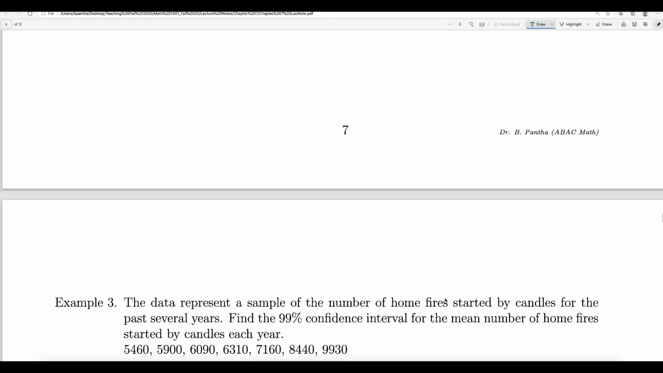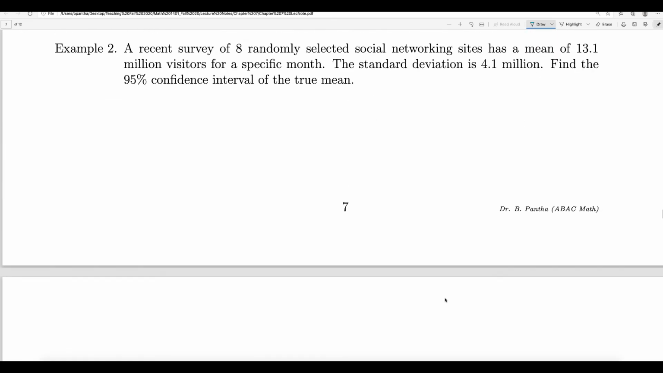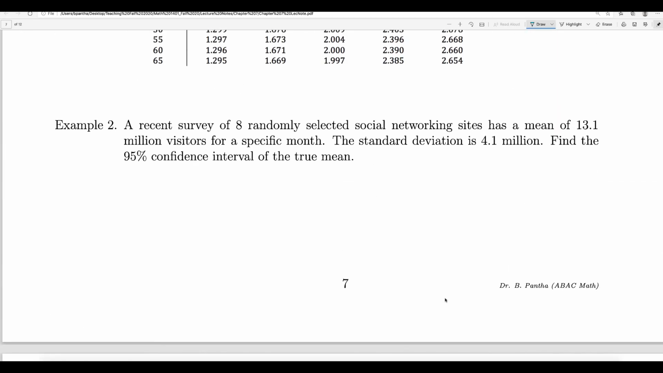Let us do example number 2. A recent survey of 8 randomly selected social networking sites has a mean of 13.1.